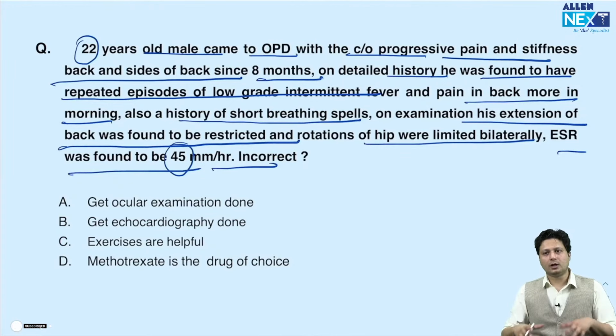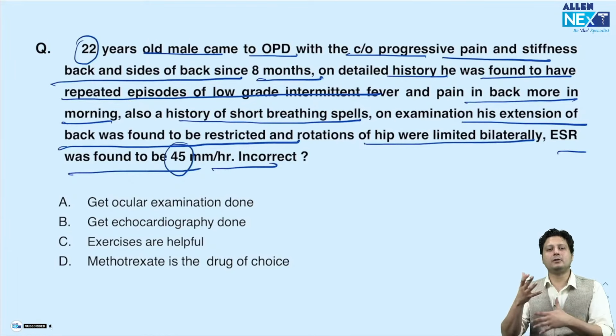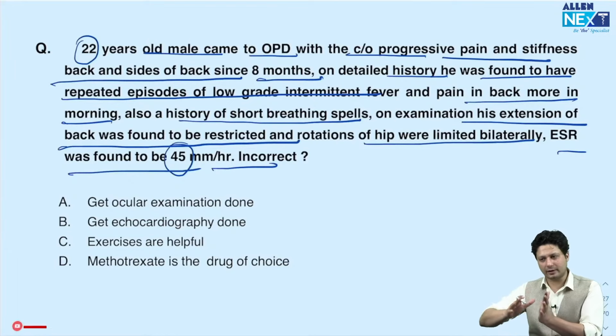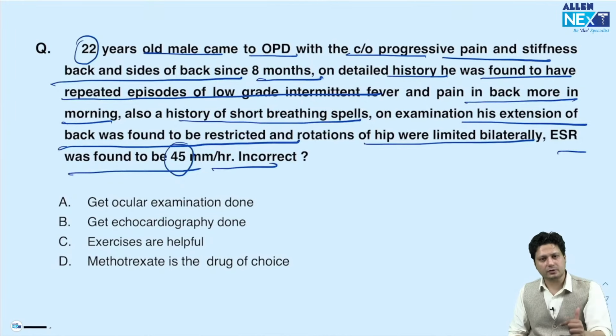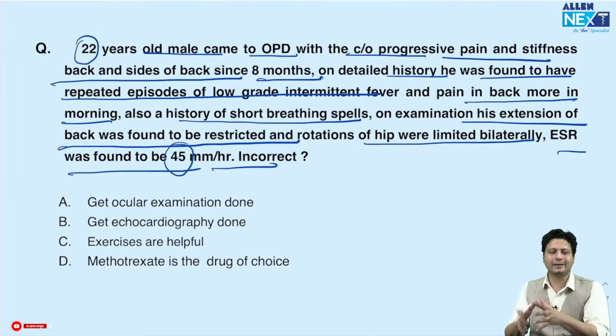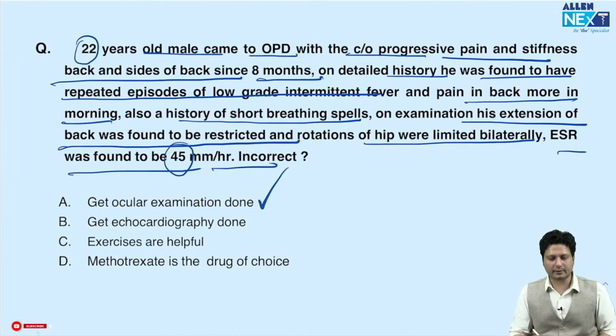So, as I told you, it is highly likely that even after getting the entire question completed, you might not know what exactly it is. It is either Potts spine or ankylosing spondylitis. But how the options are going to be changed will help you in making the correct diagnosis. Now, in this case, get the ocular examination done.